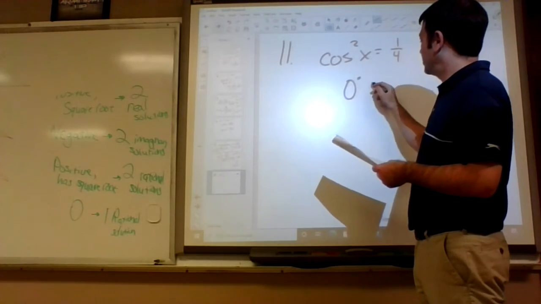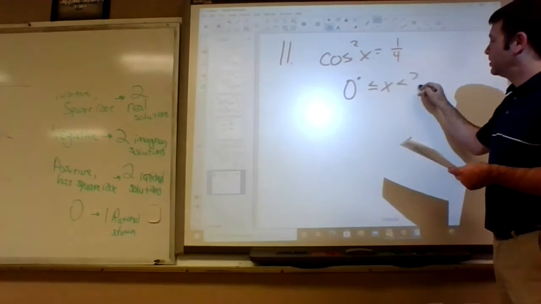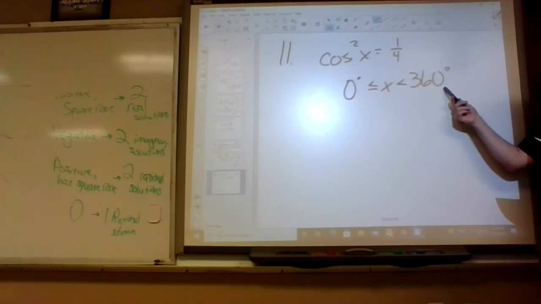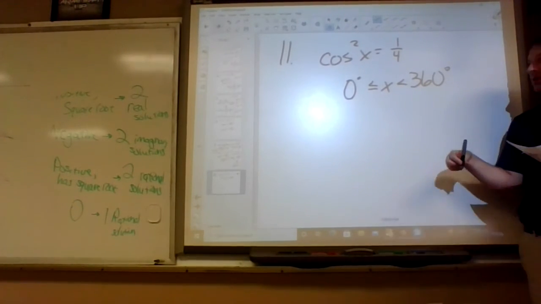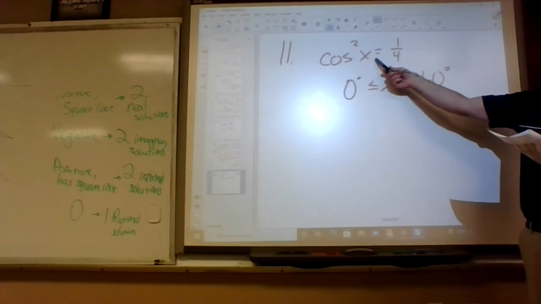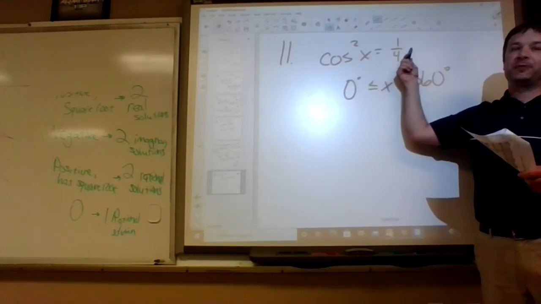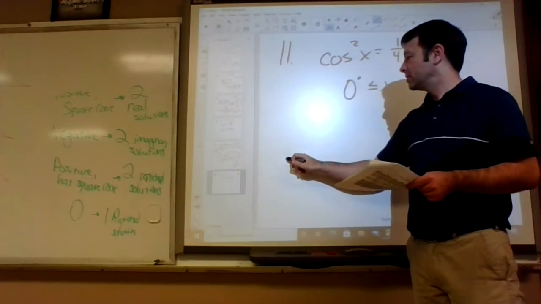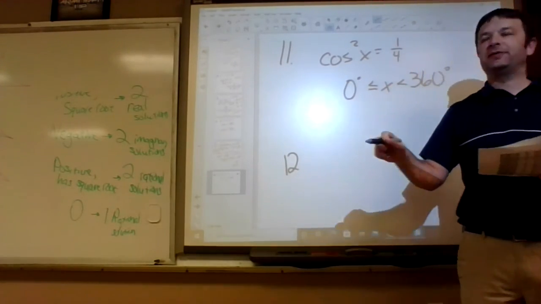Okay, so guys, on this one, the directions are solve for x between 0 and 360 again. So it's kind of like number 1 and 2. But it doesn't just say cosine equals 1/4, it says cosine squared equals 1/4. No, you don't have to do that.